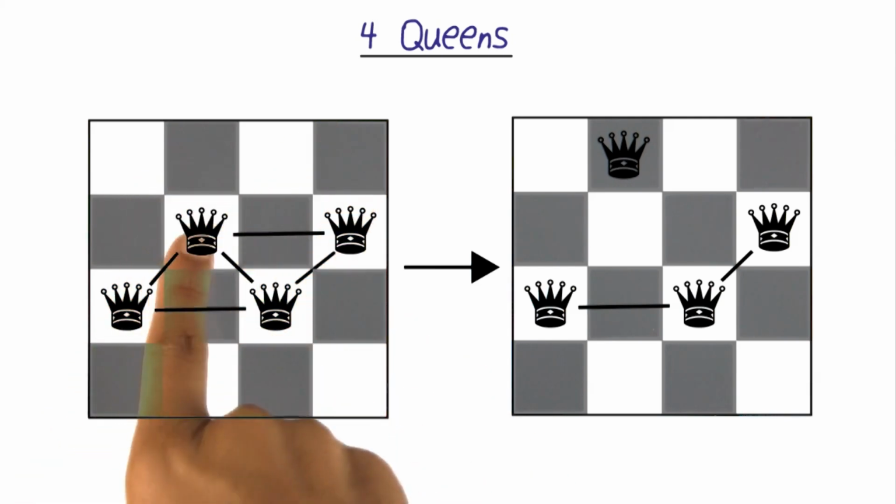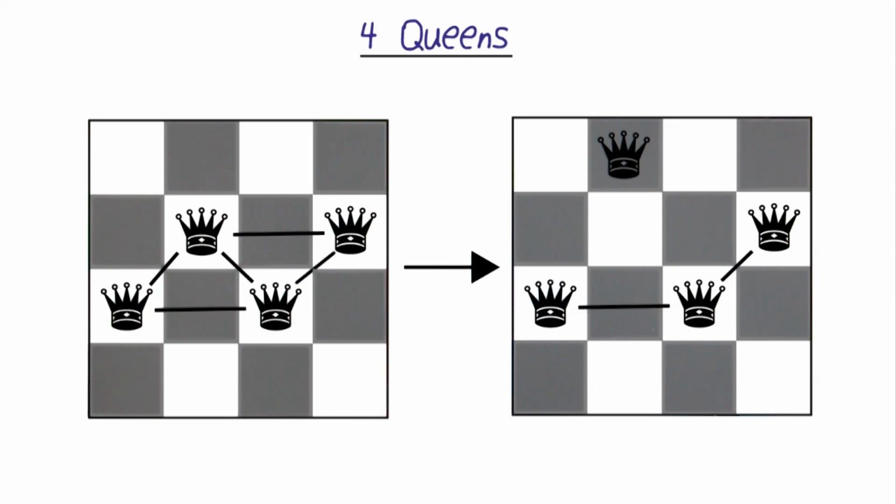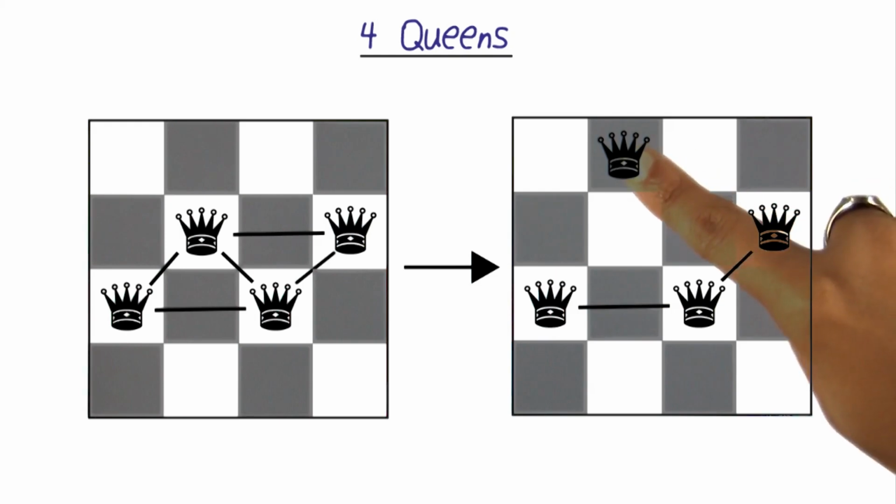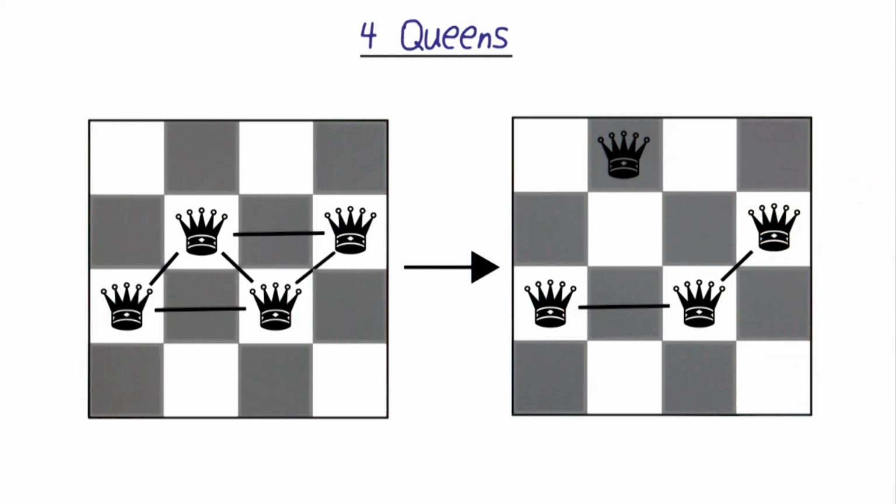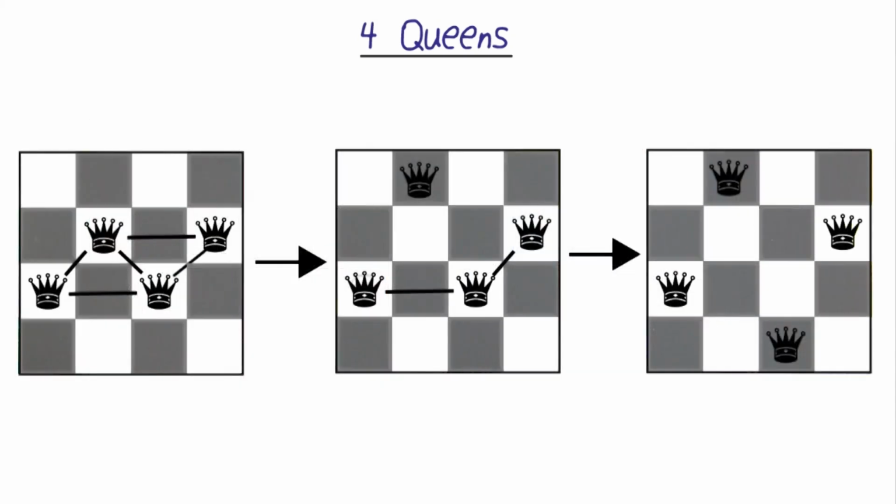Well, there are 2 queens that have 3 attacks. It seems like a good idea to move one of those first. If we move the second queen to the top row, we could eliminate 3 of the 5 attacks. And that leaves only 2 attacks left. It seems like we should always start from the queen with the most attacks.